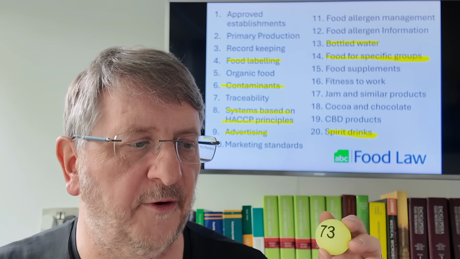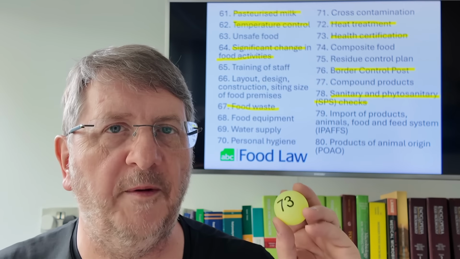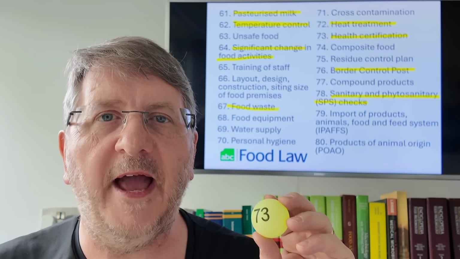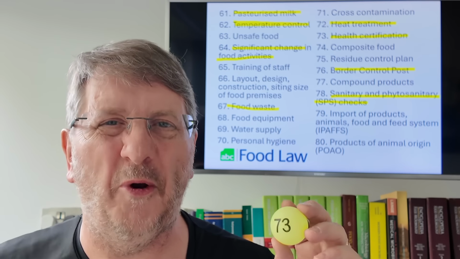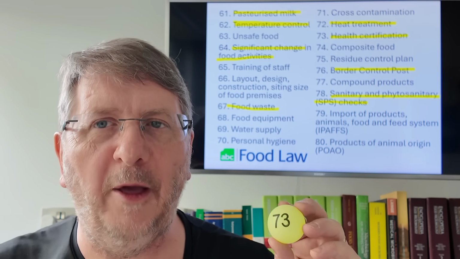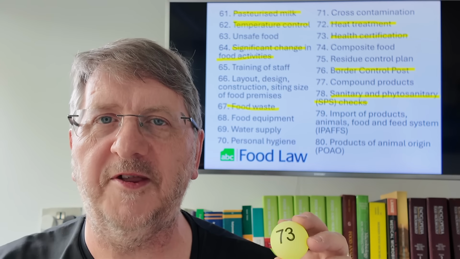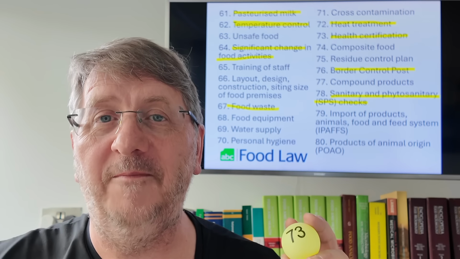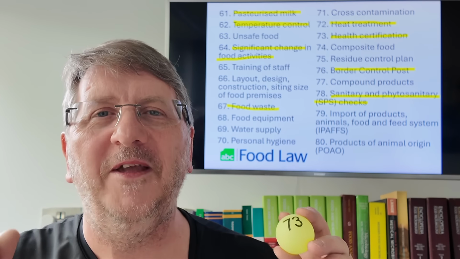Number 73 is health certification. If you're importing a product of animal origin from around the world, then that product will need to be certified by the competent authorities, by the authorities in that country. So you'll need a health certificate, typically to accompany that food to the border control post, which you've notified using your system I haven't talked about yet, but using a CHED system.